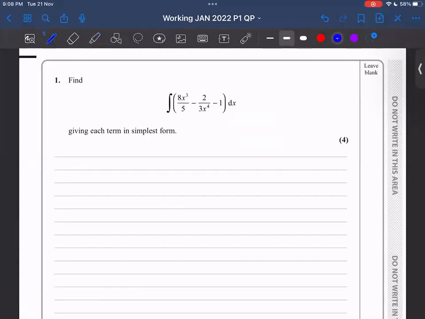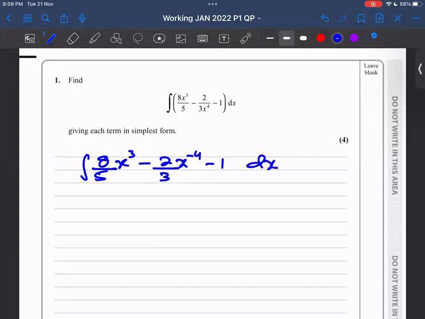Basically, we have to integrate this. This is the sign of the integration. So how are we going to integrate the expression? First things first, we are going to make sure that all the variables are in the numerator. So if it is minus 2 upon 3 x power 4 in the denominator, I'm going to make it x power negative 4 in the numerator, and minus 1 remains the same.